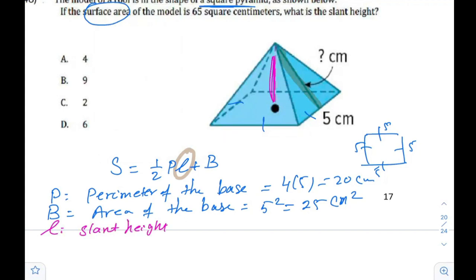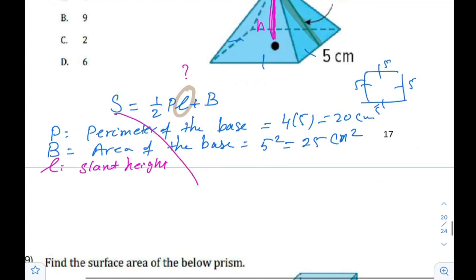Not this one, not this one. No, this is H. This is the slant height, which is the height of the triangle, because it is slanted a bit. We have slanted triangles, that is why it is the slanted one. Slant height. And this is the unknown in our case. Surface area is given to be 65.